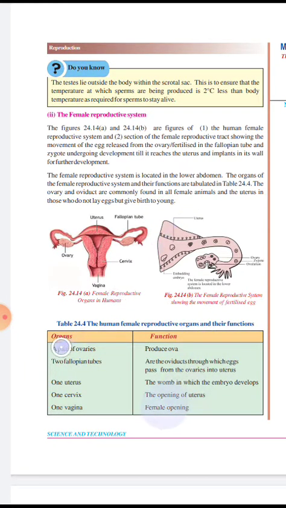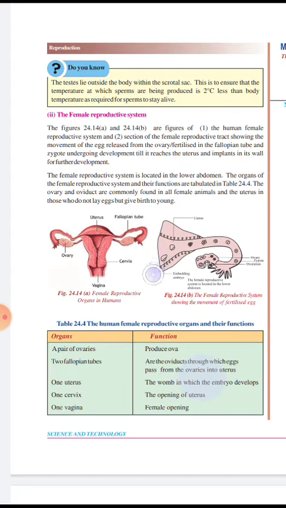These are the fallopian tubes. The function of the fallopian tubes, which are the oviducts, is to be the tubes through which eggs pass from the ovaries into the uterus. So the egg forms here, moves through the fallopian tube, and moves to the uterus.